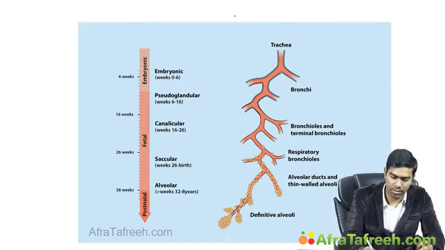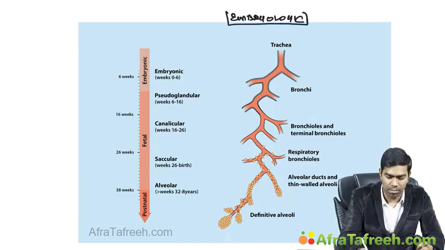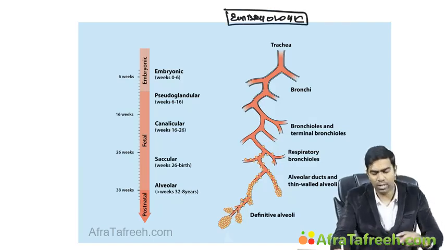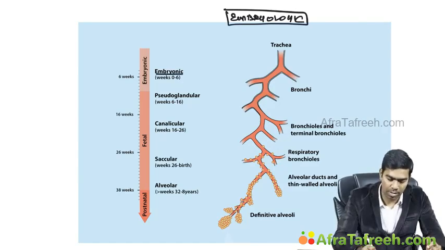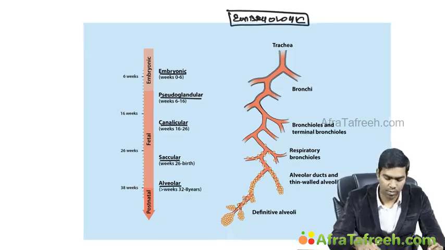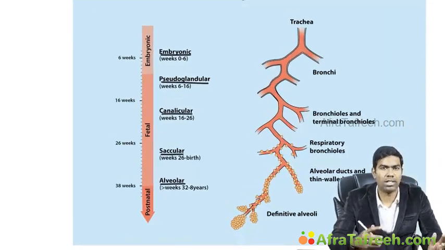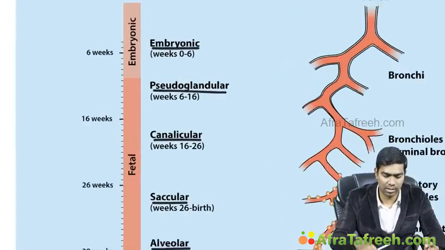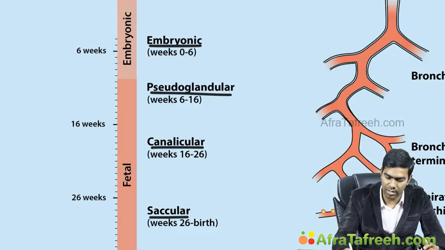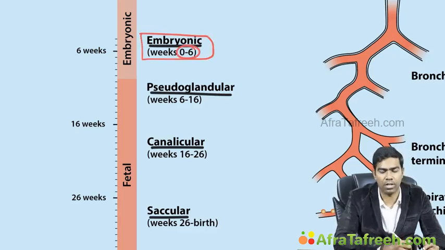important embryological aspects of the lung. So what are the important embryological aspects? Embryological aspects of the lung can be divided into your embryonic period, pseudoglandular period, canalicular period, saccular period, and alveolar period. So the moment you talk about these periods, first of all, it's to define the weeks. Obviously, you know the first 6 weeks is going to be the embryonic period.